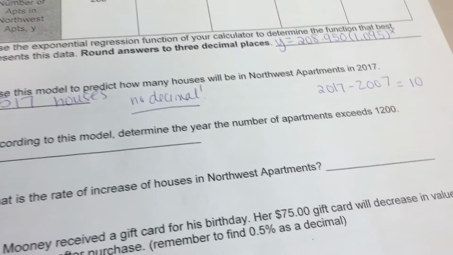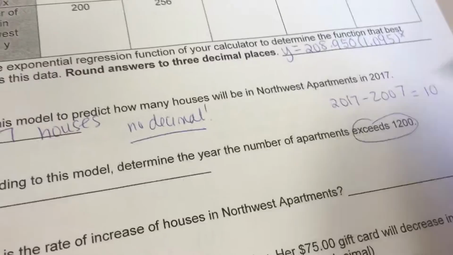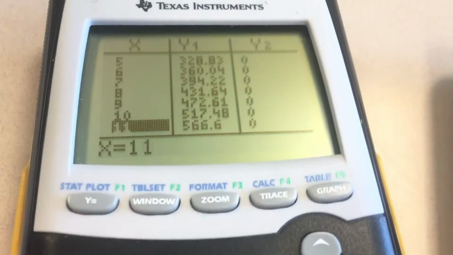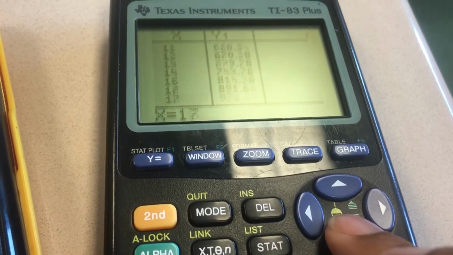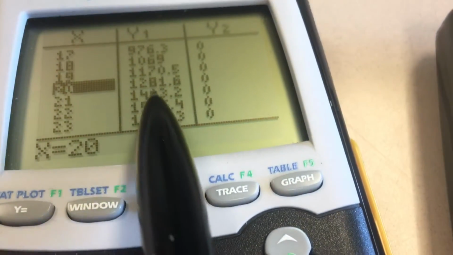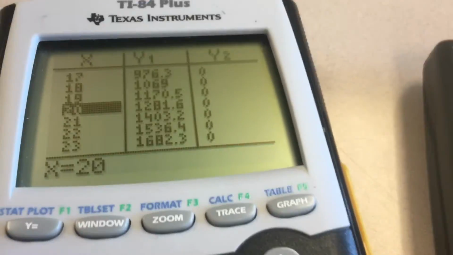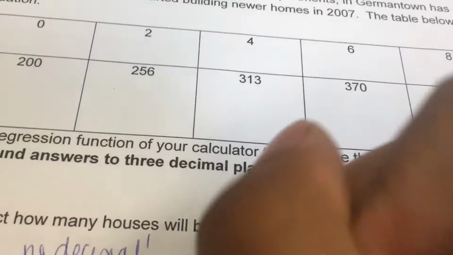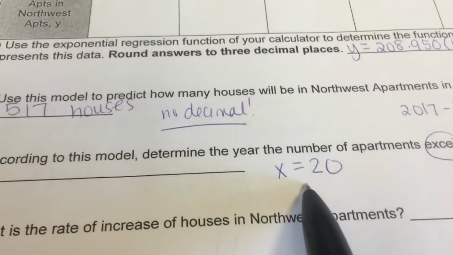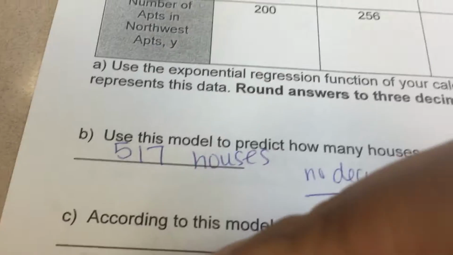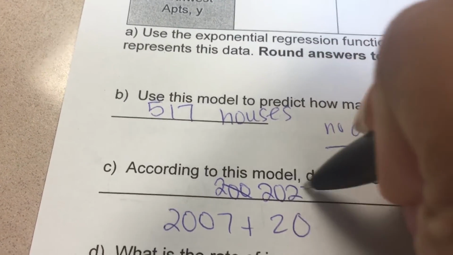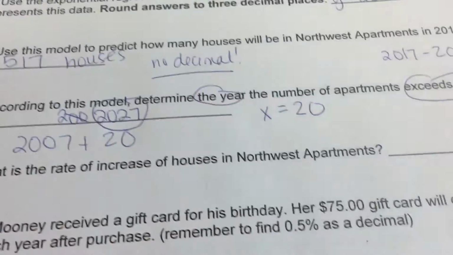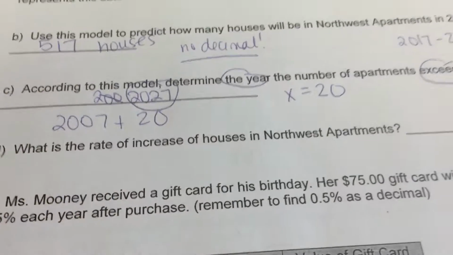And then it says, according to this model, determine the year the number of apartments exceeds 1,200. Exceeds means more than 1,200. So we have to just keep going down until we find the first number that's bigger than 1,200. And the first number that came out to be more than 1,200 was 1,281. Excuse me. And that's 20 years later. So that is x equals 20, but that's not the answer to the question. They said the year. So if we started in 2007 and it's 20 years later, you gotta do 2007 plus 20. And that would give you 2027. So if you put 20 as your answer, I gave you 1 point, but the actual answer, because they wanted the year, was 2027.